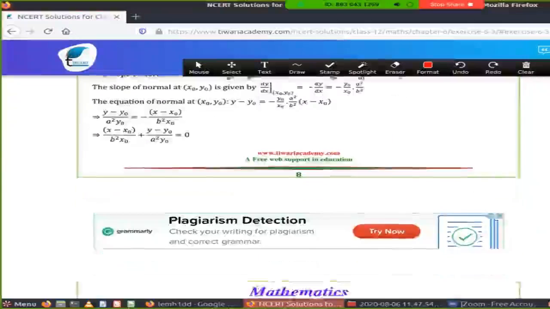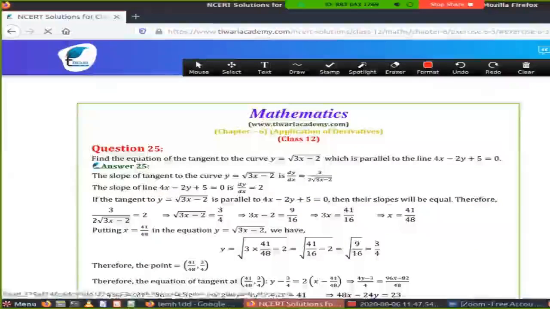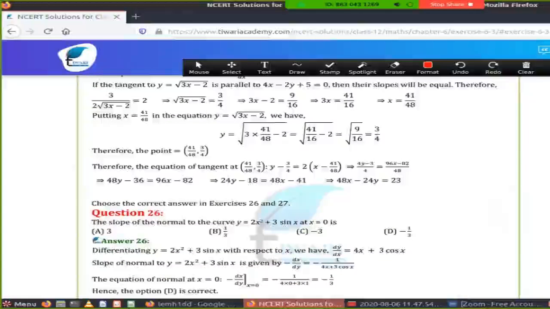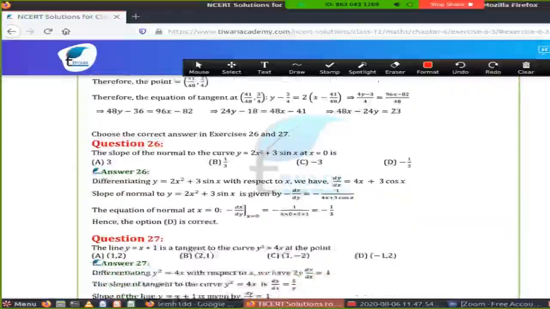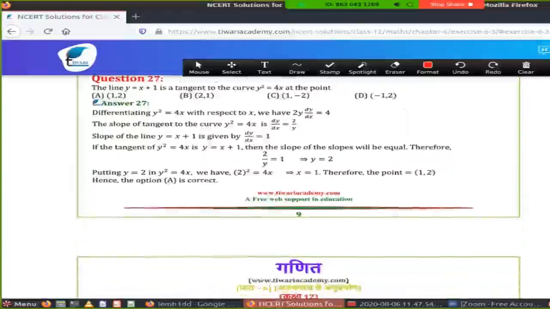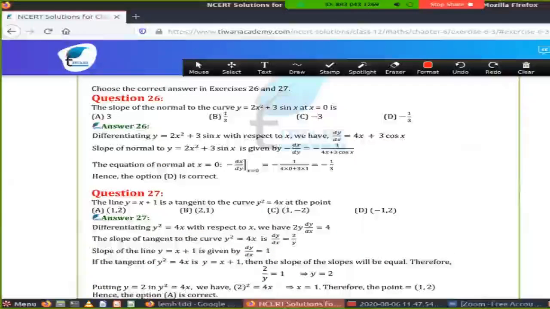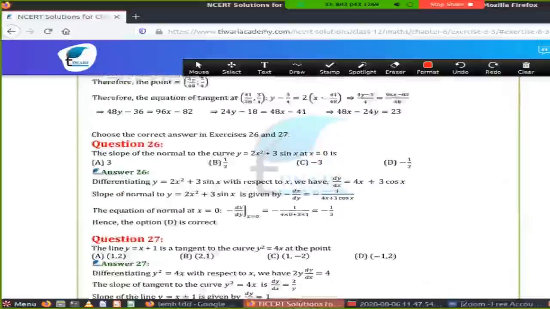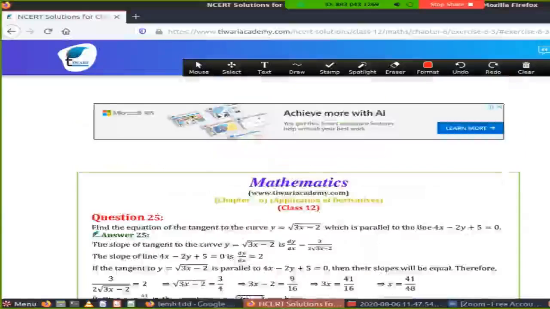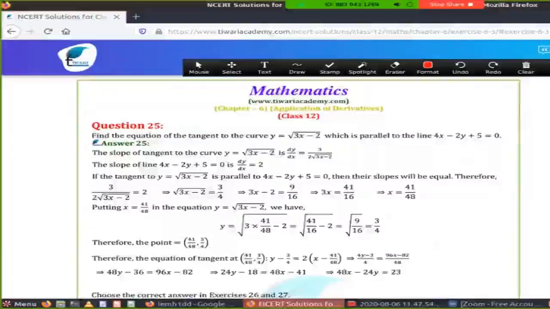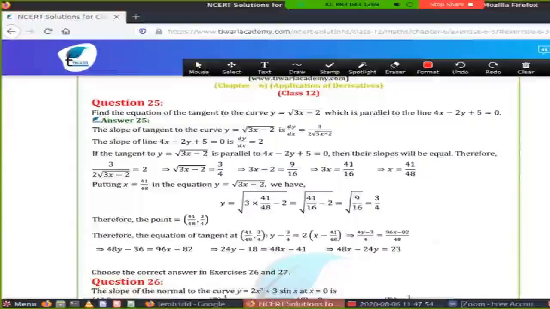All types of questions are discussed. We have done a few questions in examples and a few we discussed in the exercise. You can do the other questions up to question 27. I think you can do these questions. Now do this exercise 6.3.